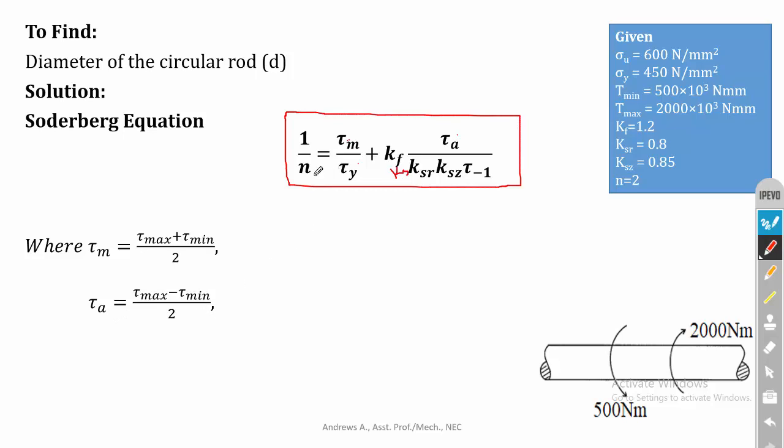So in the problem, the factor of safety n is given. We have to calculate tau m, tau a. Tau y is not given. Actually in the problem sigma y is given, so tau y we have to calculate. Kf is given, then the remaining terms, the correction factors, are given. Finally, the endurance limit we have to calculate. So first we'll start from tau m and tau a.